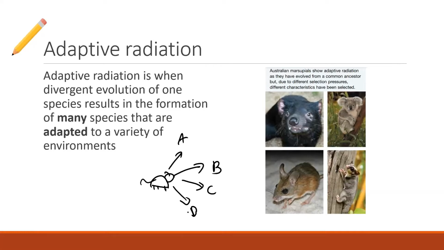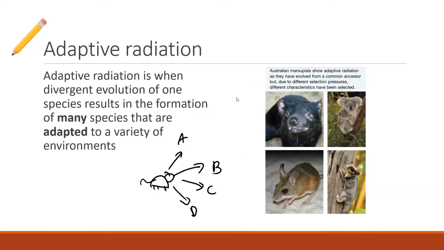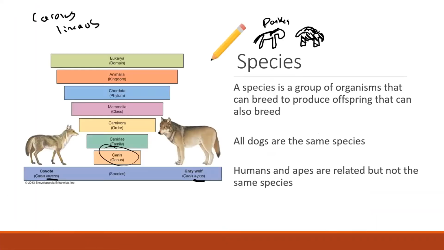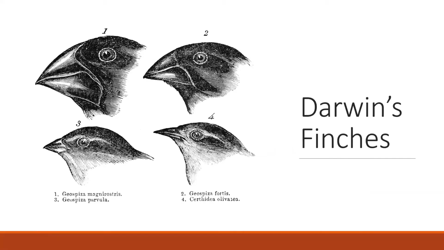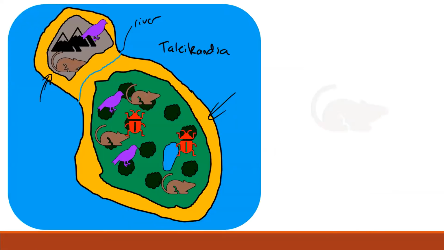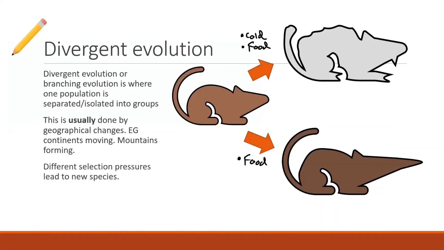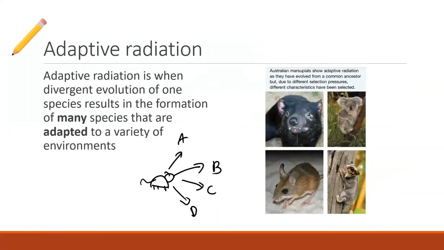So, ladies and gents, I'm going to skip over some. This is essentially two of the main ideas of evolution, of speciation. The first type of evolution that we talked about was phyletic evolution, which is one thing becoming another thing. The second one we talked about was divergent evolution. And then we talked about adaptive radiation, which is still divergent.